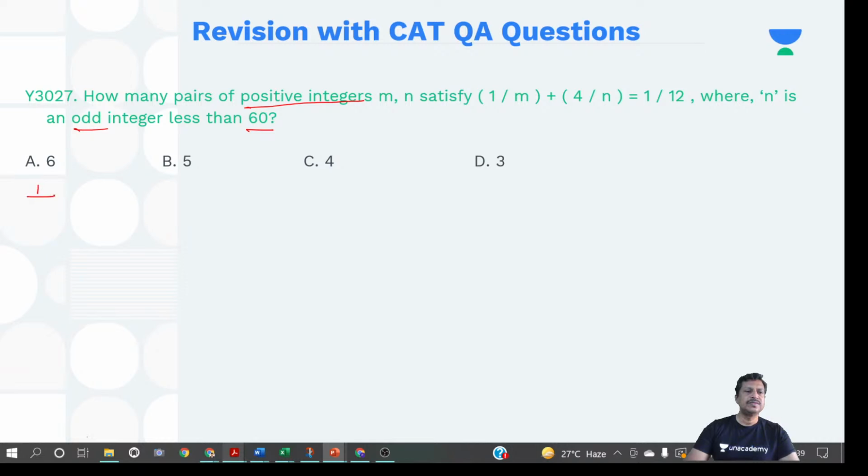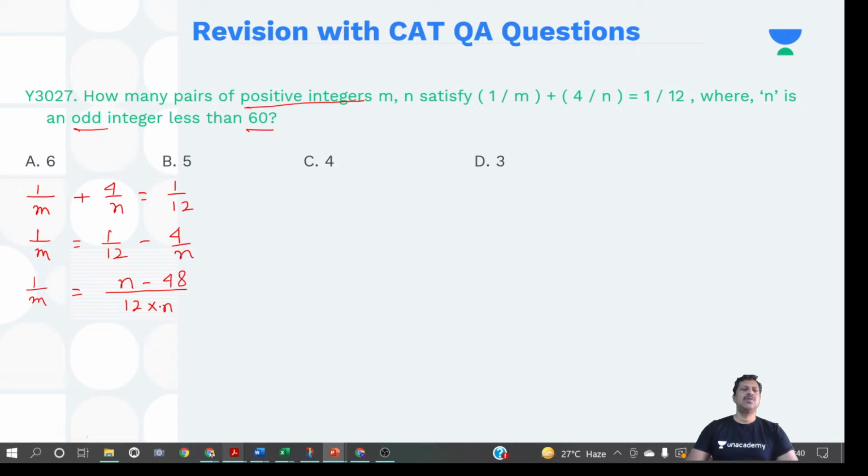I'll have 1/m + 4/n = 1/12. All right. n is given, so I'll keep n on this side, the right side. So 1/m = 1/12 - 4/n. Now simplify this. 1/m will be (n - 48)/(12n). So 1/m will be this.